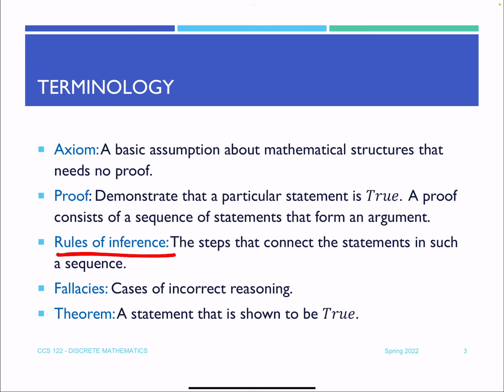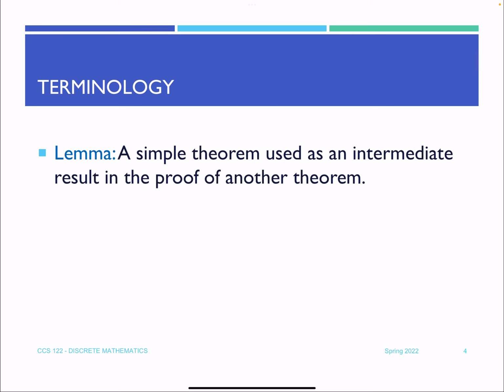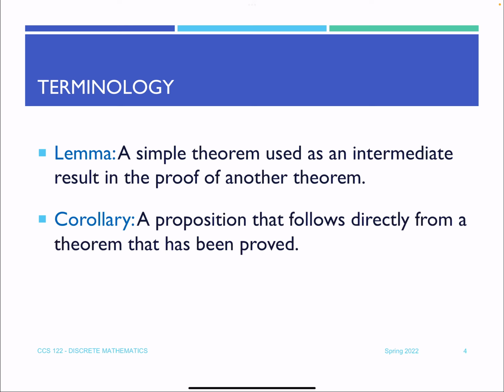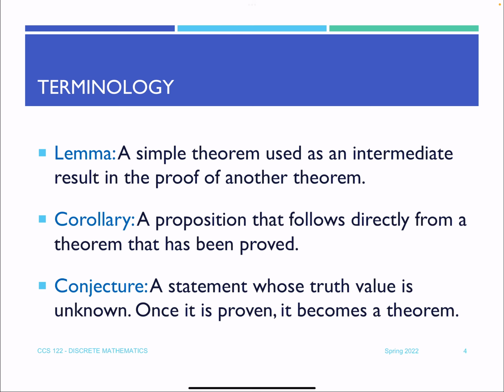Fallacies are cases of incorrect reasoning. A theorem is a statement that has been shown to be true. A lemma is basically just a smaller theorem, something that is proven as part of a larger theorem usually. A corollary is a proposition that follows directly from a theorem that has been proven. And a conjecture is just a statement whose truth value is unknown, meaning it's kind of like a statement that doesn't have a proof. Once you prove it, that statement becomes a theorem.